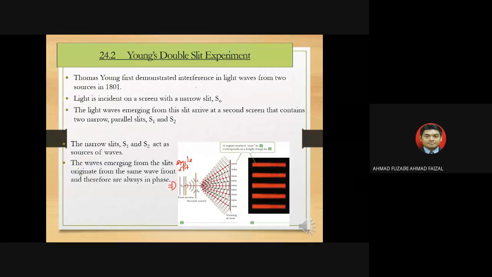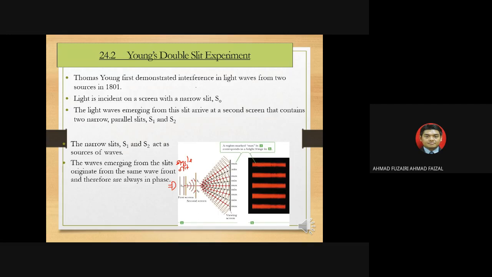Di sini ada satu slit saja. Okay, apa yang berlaku dekat sini? The wave will be diffracted, akan berlaku pembelauan. Kenapa dia nak buat macam tu? Sebab dia nak besarkan lagi wave yang kita ada. Okay? Dia nak besarkan lagi, dia nak serakkan lagi, okay?